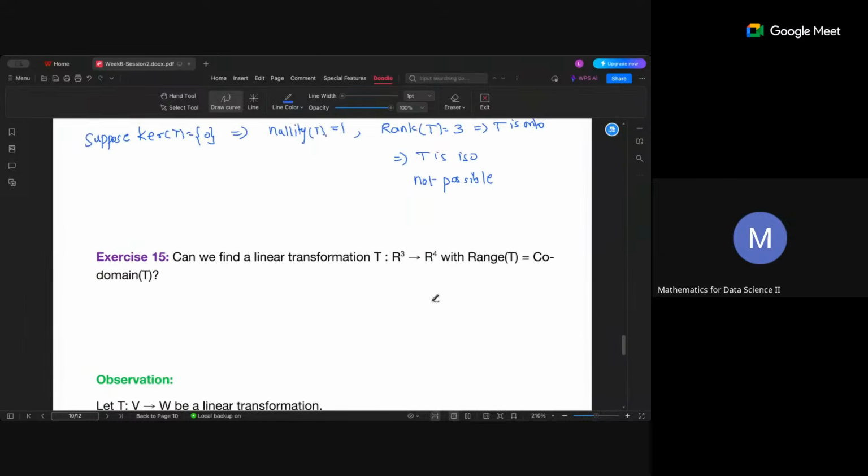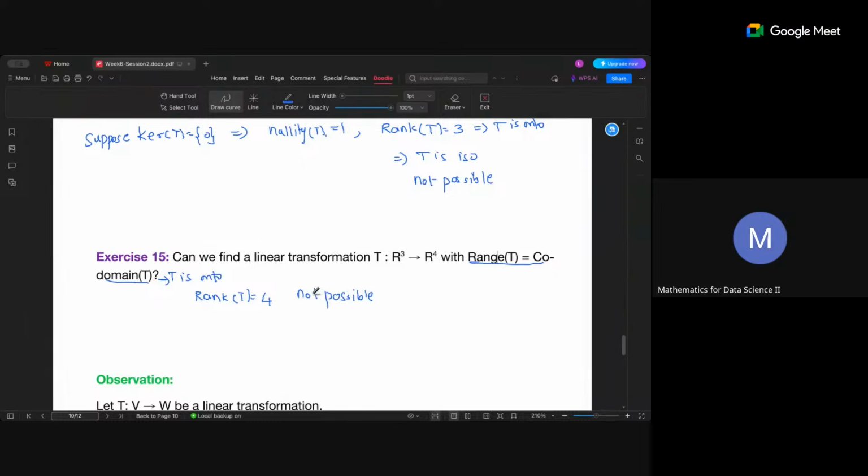Similarly, can we find a linear transformation T from R3 to R4 where range of T is equal to codomain of T? That means we are saying that T is onto here. Is it possible? No. Again, why? If T is onto, then what is the rank of T? The rank of T is equal to 4. But can the rank be 4? No, not possible. Why is it not possible?